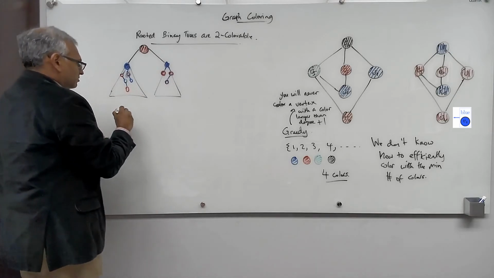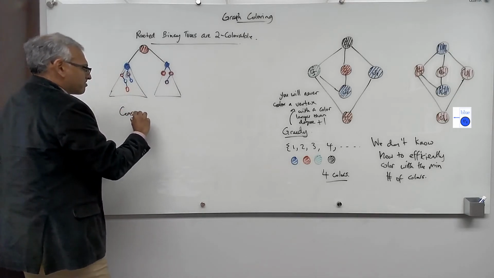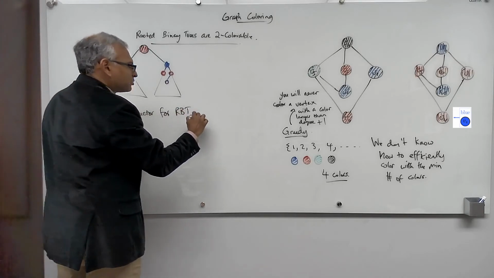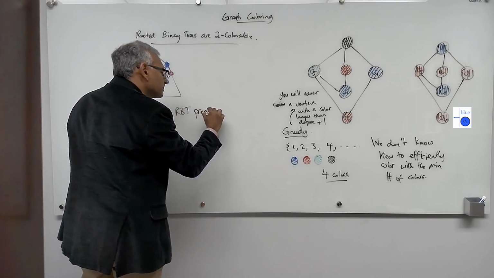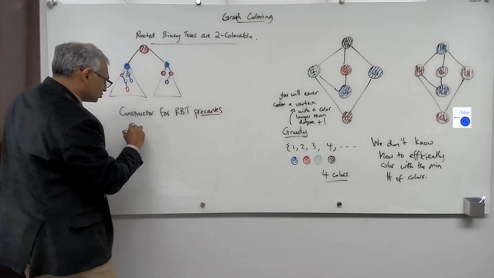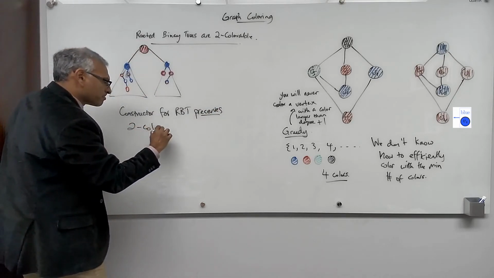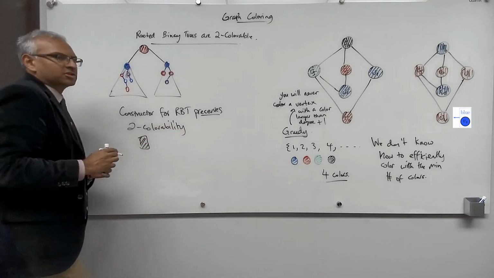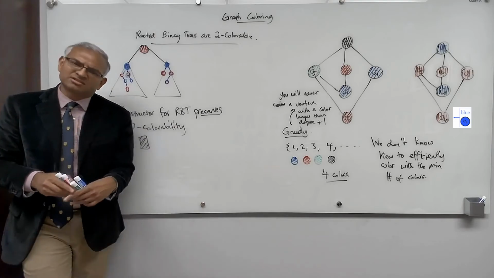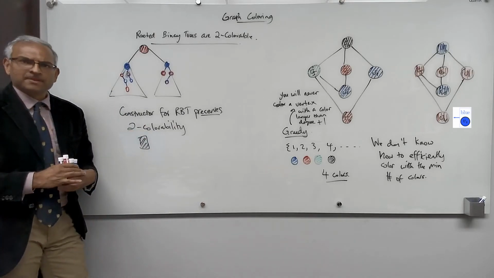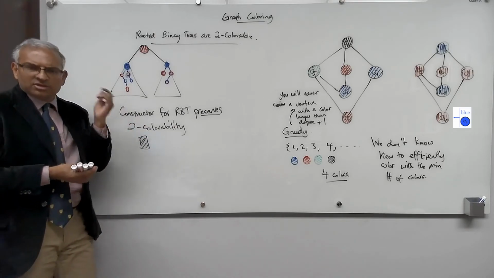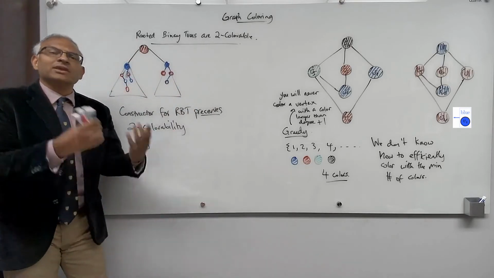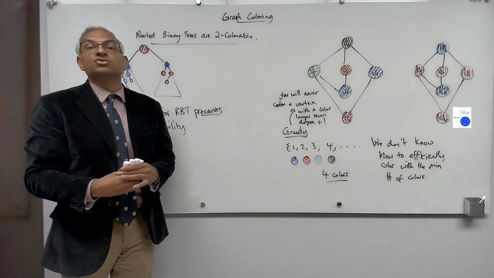So the constructor for RBT preserves two colorability. And that's all I need to prove for the structural induction, in addition to the base cases, but the base cases are easy to verify. So I just proved that if the parents are two colorable, then the child is two colorable. Therefore, every RBT is two colorable.